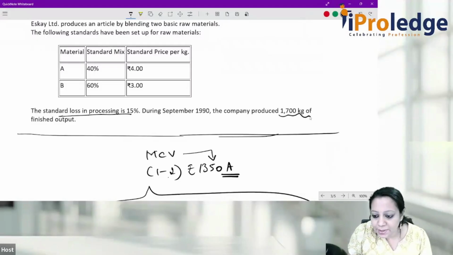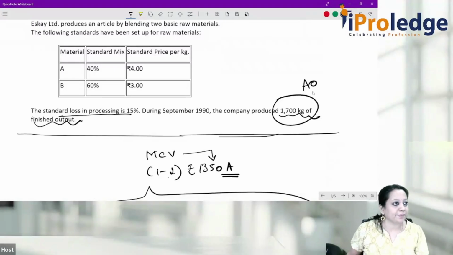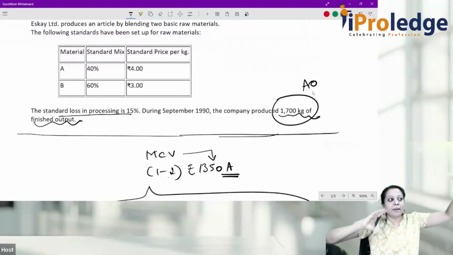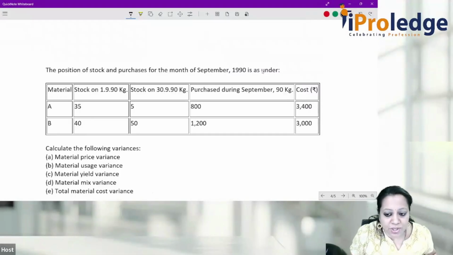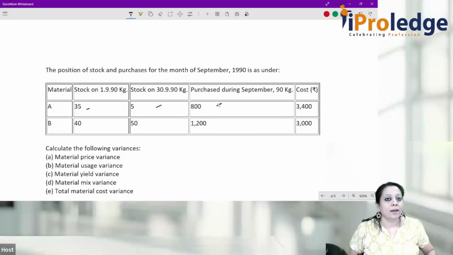The company produced 1,700 kgs of output. That means this is actual output. Okay. So that actual output, if you identify in the first 15 minutes, you will frame how to do the problem. Now, the position of stock is given. Opening stock is given. Closing stock, purchases is given.